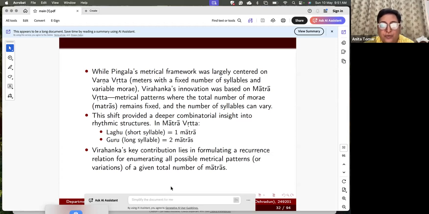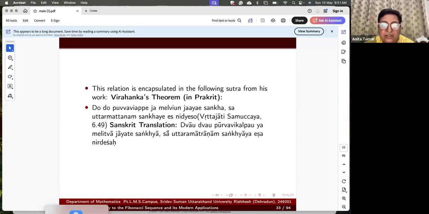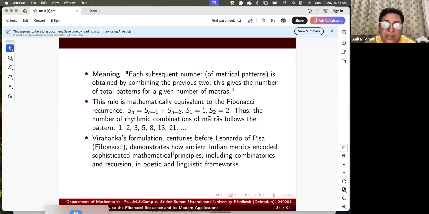So Virhanka's key contribution lies in formulating a recurrence relation for enumerating all possible metrical patterns of a given total number of matras. This relation is mentioned in the following work of Virhanka's theorem in Prakrit, and this is his Sanskrit translation. It means each subsequent number is obtained by combining the previous two. This gives the number of total patterns for a given number of matras.